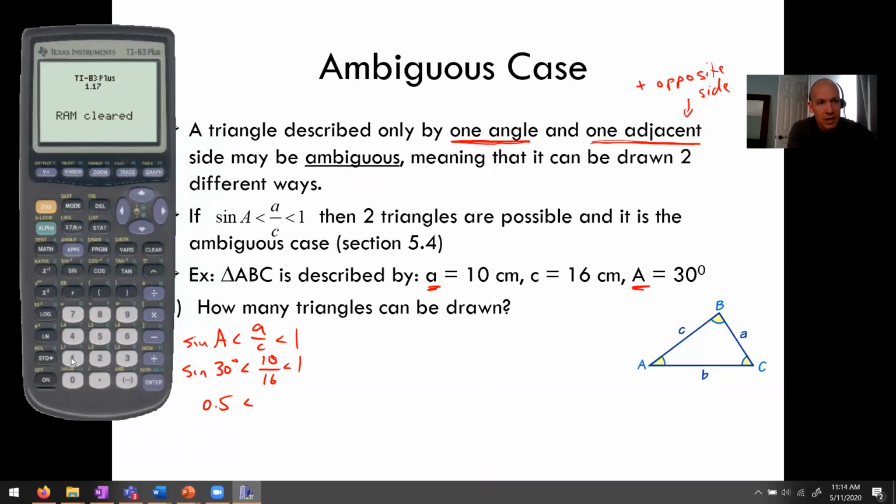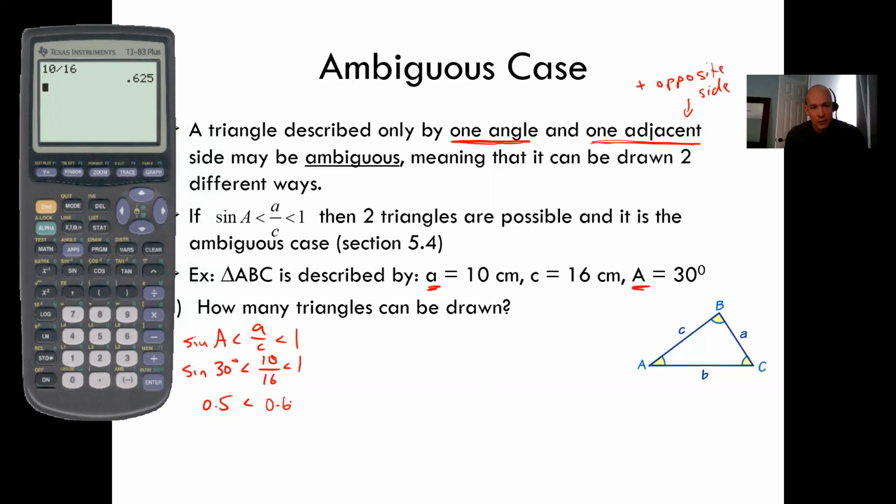Okay, so we'll go 10 divided by 16. I know that's bigger than 0.5, but let's just get an actual number. Let's actually hit the right keys. There we go. Okay, so it's 0.625. And of course, that is less than 1. So it satisfies both these conditions.